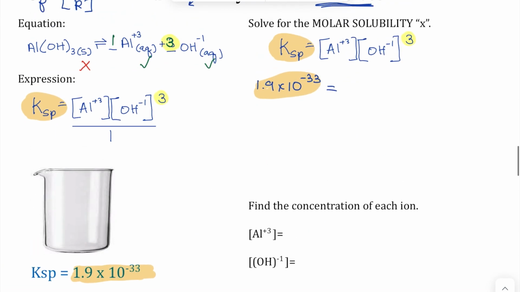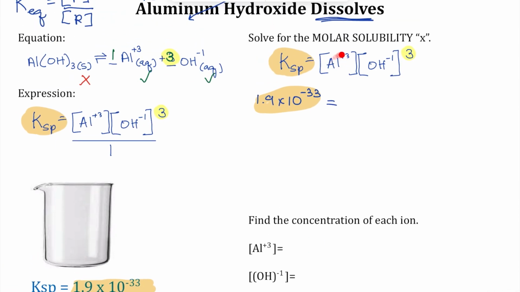And so what we're going to do is we look at, okay, aluminum, I have 1 aluminum, so I'm going to plug in 1x for aluminum. I have 3 hydroxides, so I'm going to plug in 3x for my hydroxide. So I have that common variable of x, but I do need to remember that I have that to the exponent of 3 because I have 3 OHs. I do need to cube that concentration.